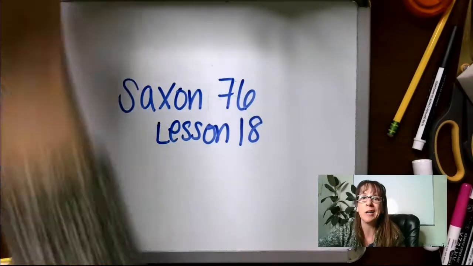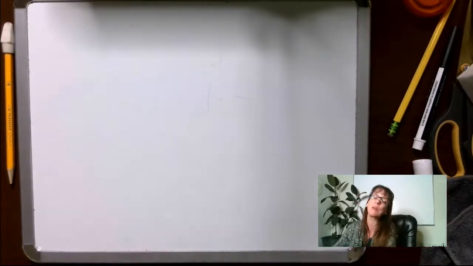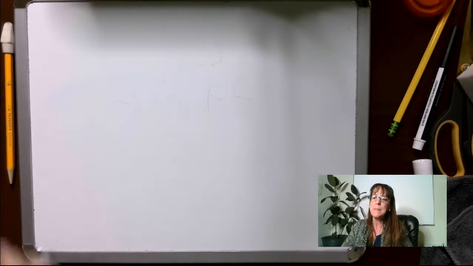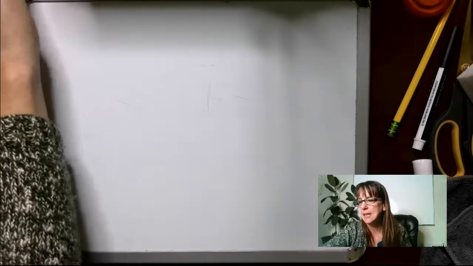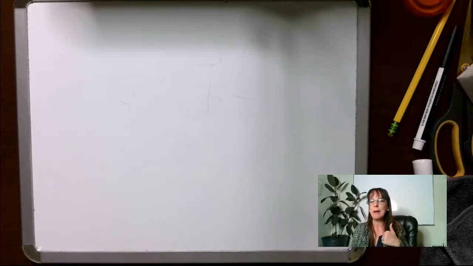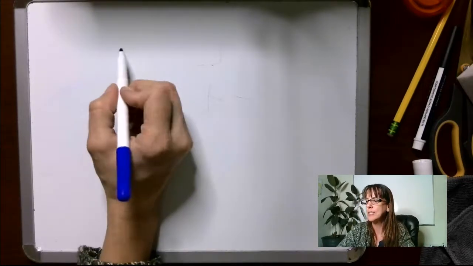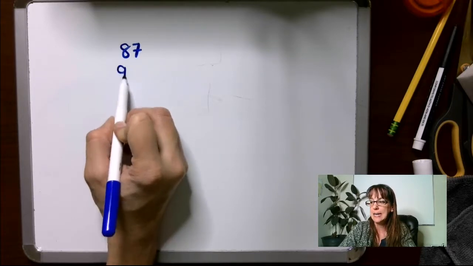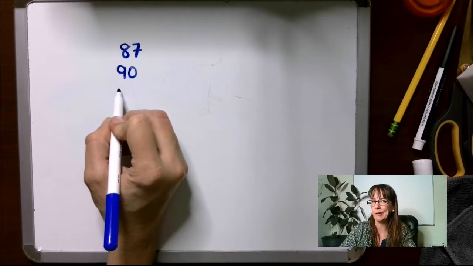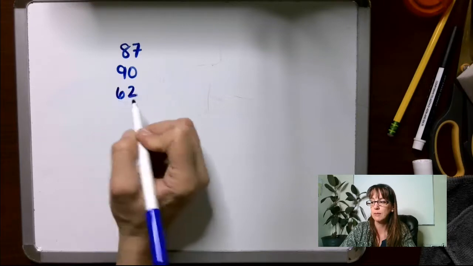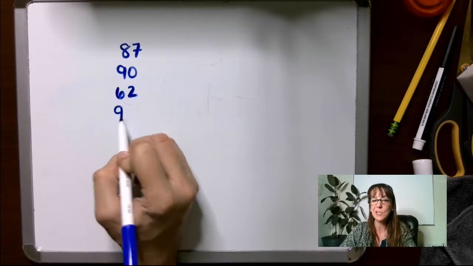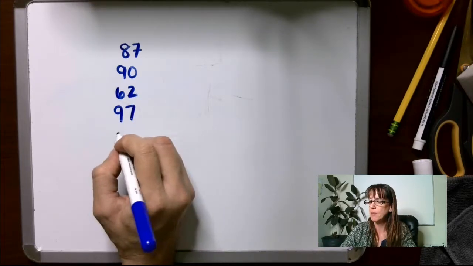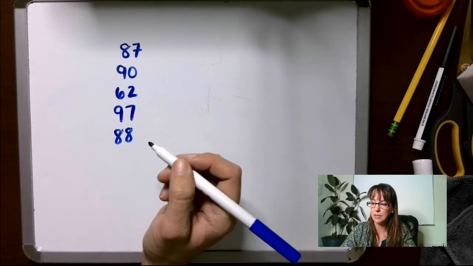We are going to talk about averages, and I'm not sure if you've seen these before. There's multiple types of averages, but today we're going to talk about what's called the mean average. Let's say you take my class and on one test you get an 87%. On another test, you get 90%. Then you forgot to study, so you got a 62%. But then you did really good on the next one, you got a 97%, right? And maybe an 88% on the next one.